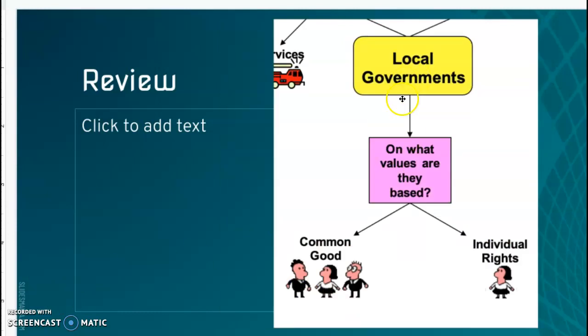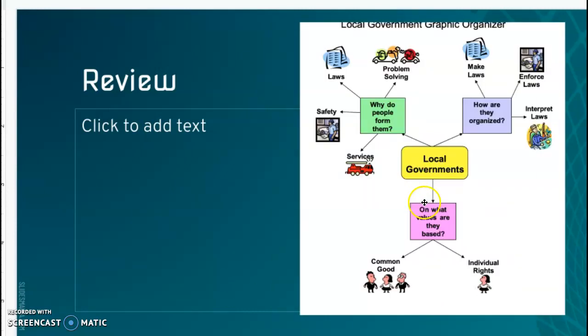And then the last part is, what values are these based on? When we think about the government, they try to help us and create things that are for the common good. And they have to think about individual rights. So again, for the common good, which is for everybody in the community, versus people's individual rights. And so this is an overview of how the whole thing looks for local government.